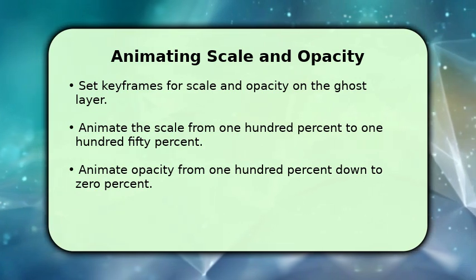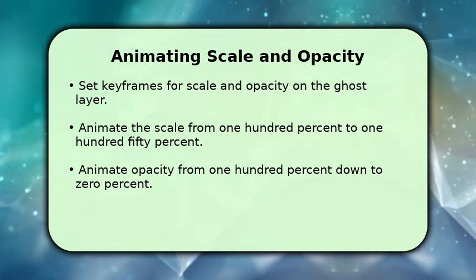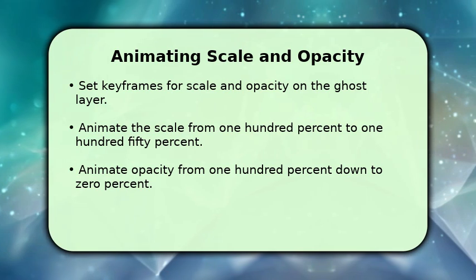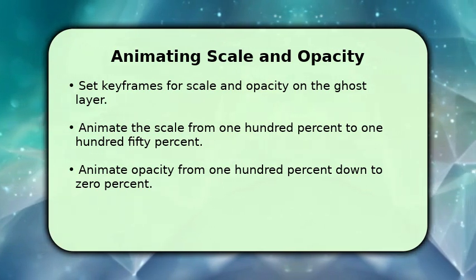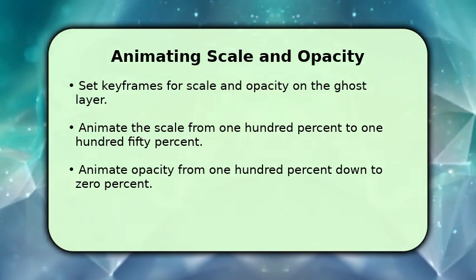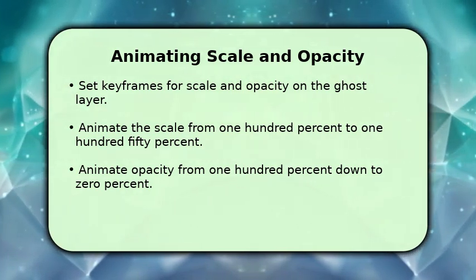Move forward about 10 to 15 frames. Then, increase the scale to around 150% and decrease the opacity to 0%. This creates the quick, fading zoom.